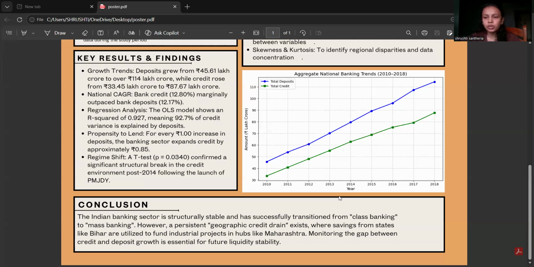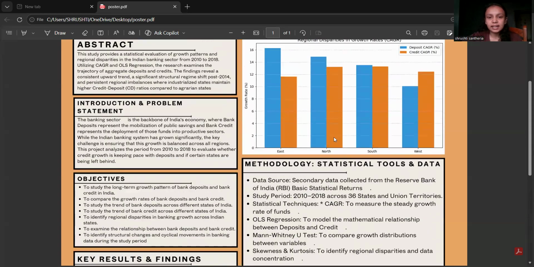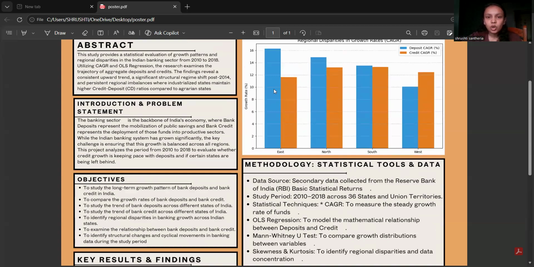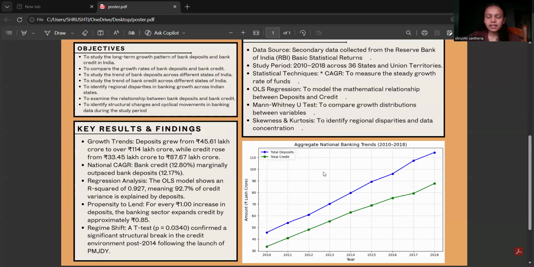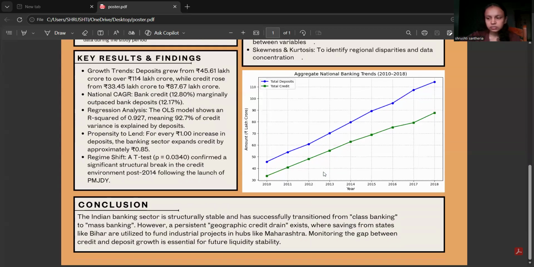However, there is a regional imbalance. Some states contribute more deposit but receive less credit, which leads to a geographical gap. Yes, it might happen, also in this graph. Also, we can see that in eastern states, deposits are much higher than the credit, and in western states, credits are higher than the deposit. This is called a credit drain, as these states receive more deposit, and these states' banks give more credit. So here is the credit drain, we can say that.